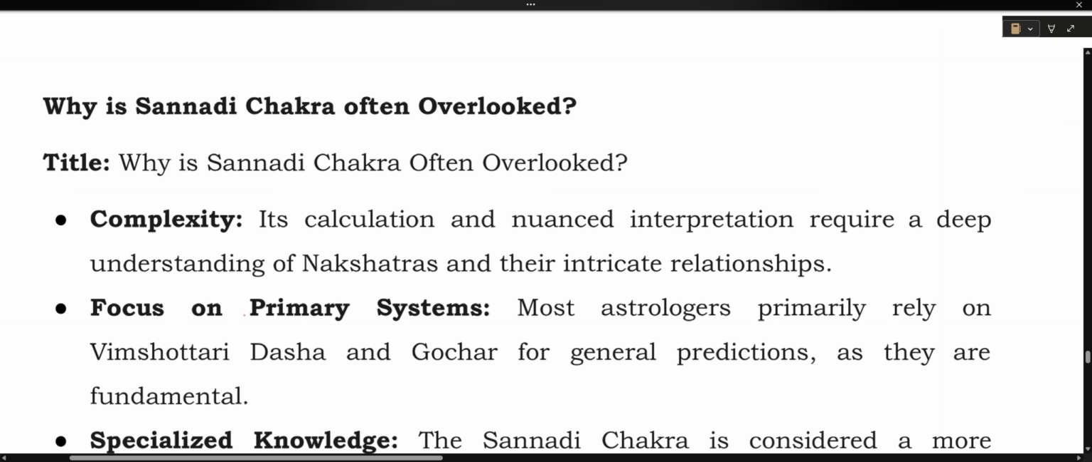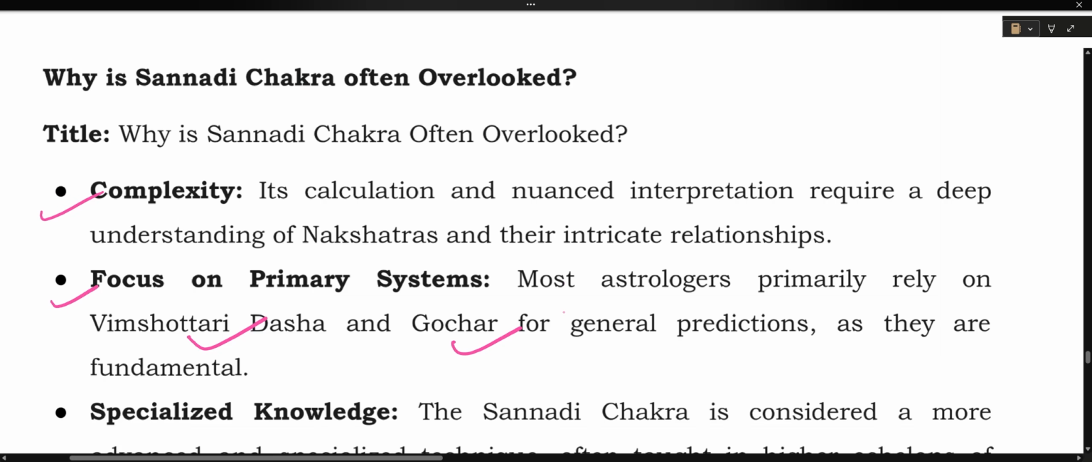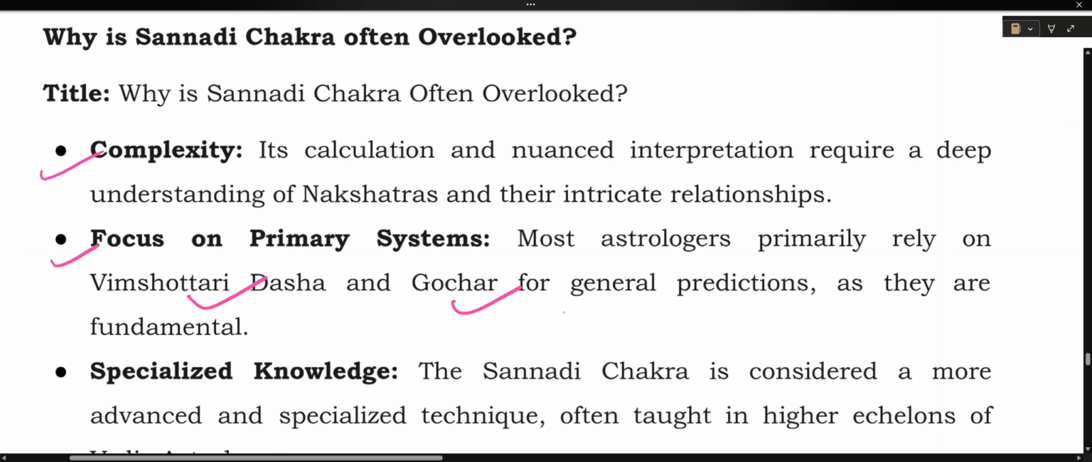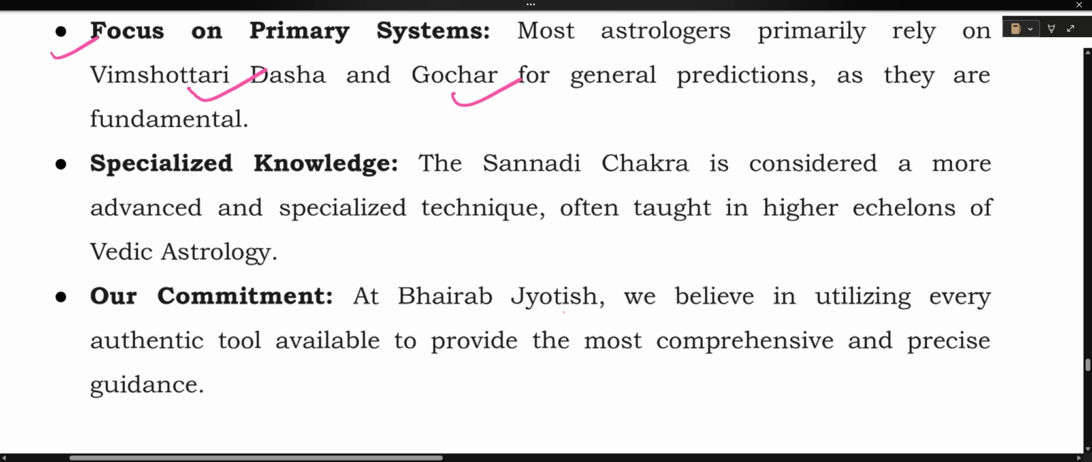Why is Sannadi Chakra often overlooked? First one is the complexity, I have already told you. Second is the focus on the primary system. We always see the Vimshottari Dasa system and we stop there. But this Sannadi Chakra system can be used to refine your prediction. As an astrologer, you need to be 100% accurate. Therefore, you need some integrated approach so that you can verify. We sometimes use Jaimini also along with Parasari. Then it becomes a finer tune.